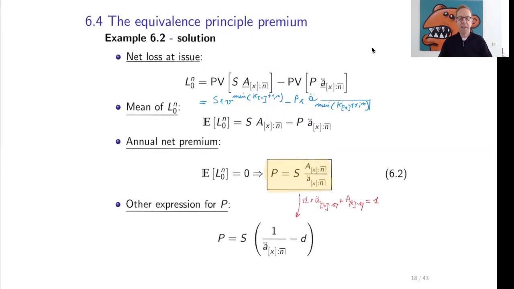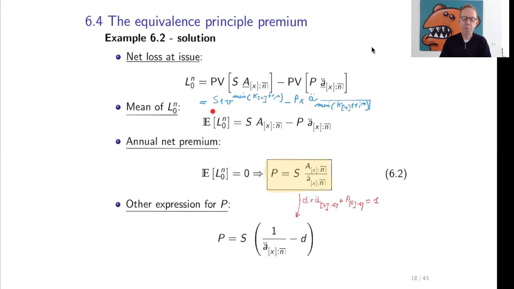Well, the net loss at issue is the present value of the insurance benefit S times A_{x:n} minus the present value of the premiums that you will pay. And you could write this as a function of K_x, the remaining lifetime of the insured, and we have done this here. But now we do not need the present value of our future benefit outgoes minus premium incomes. We need the expected present value.